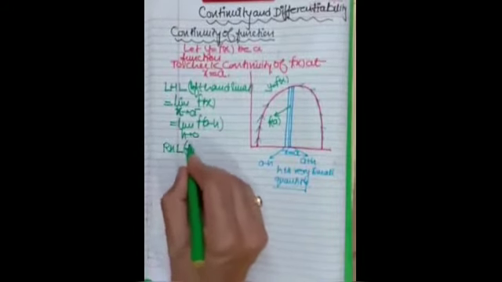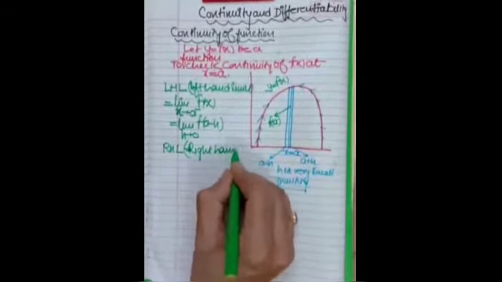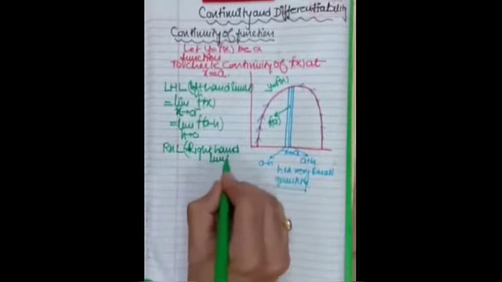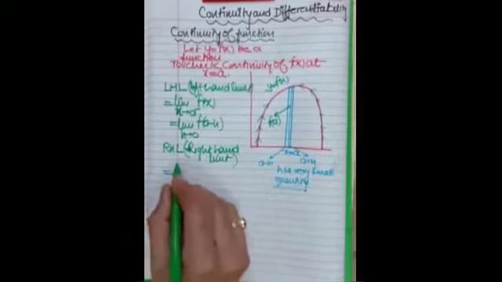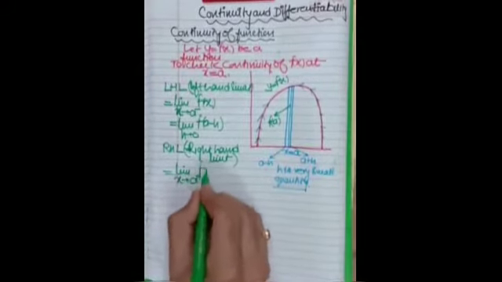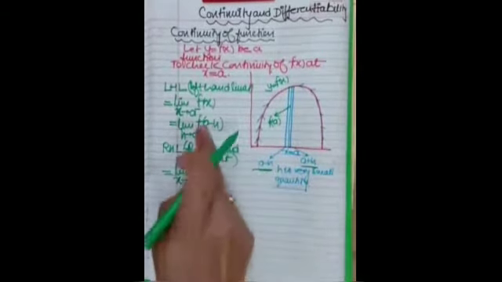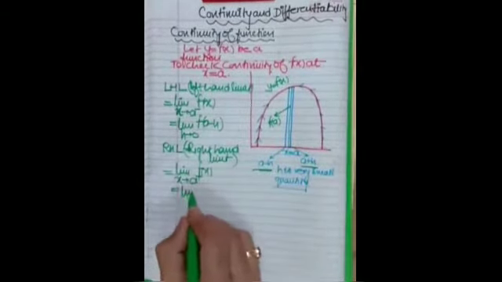Now RHL is your right hand limit. Now children, look at the right hand limit. It is a positive, means right neighborhood, a plus h, and a minus h is the left neighborhood. Now in place of x we will substitute a plus h here.